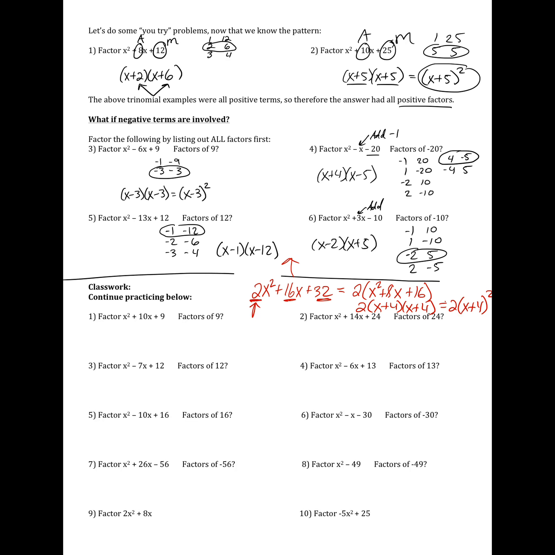Okay? So if you do see a number in the front, which you don't see on examples 1 through 8, but on your worksheet or homework, if you see it, factor out that GCF and then attempt to factor what's on the inside.